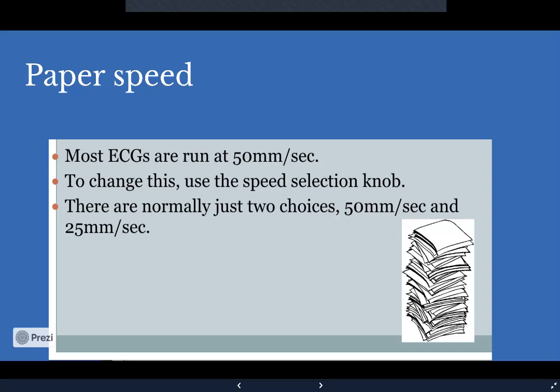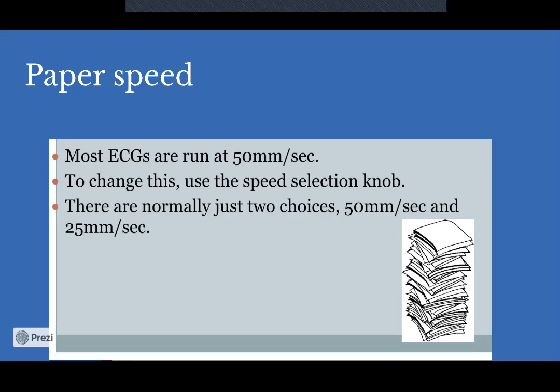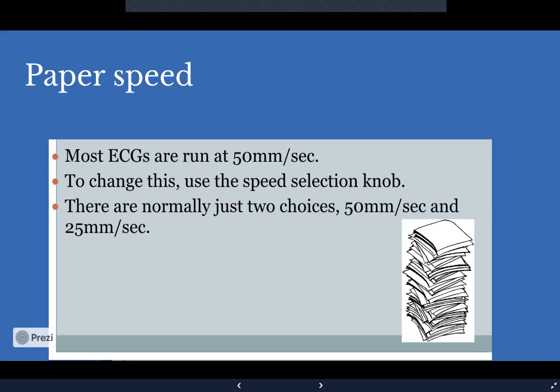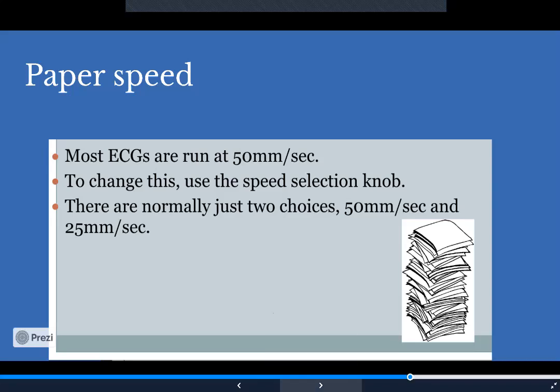And you can change it. There's a speed selection knob to change it. So our big choices are 50 millimeters per second and 25 millimeters per second. You can even change it to 12.5 millimeters per second, but I don't recommend it because it's all going to be squashed together. But those are typically the two selections.